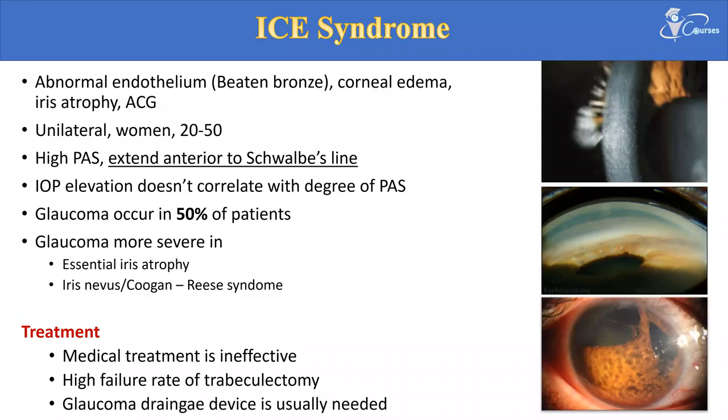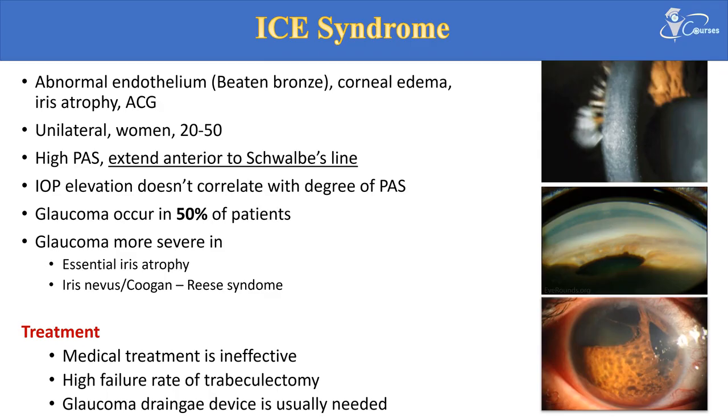So for the treatment, this is one of the resistant glaucomas, so it is unlikely that the medical treatment will be sufficient or effective. They will need aggressive management; even trabeculectomy alone will not be sufficient. This is one of the resistant, intractable glaucomas. So usually for those patients, the treatment of choice will be the glaucoma drainage device.